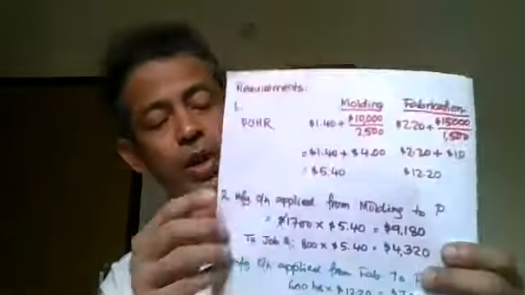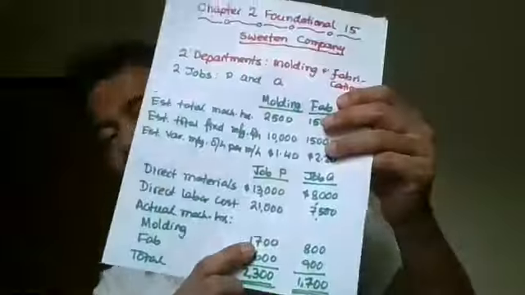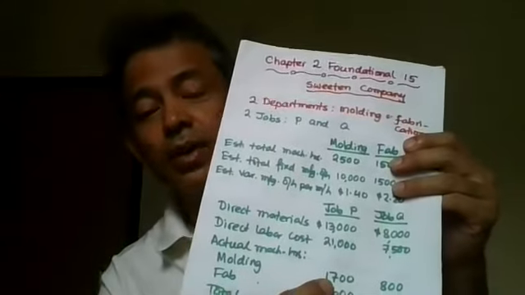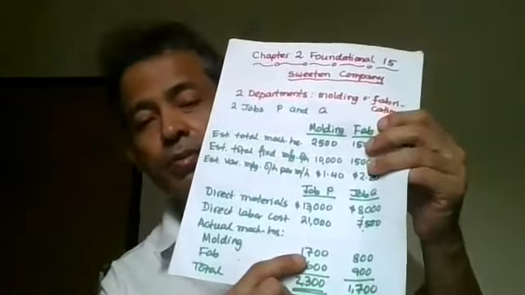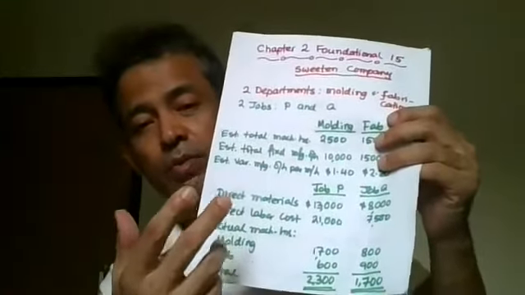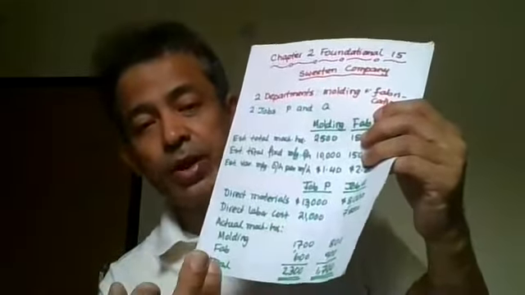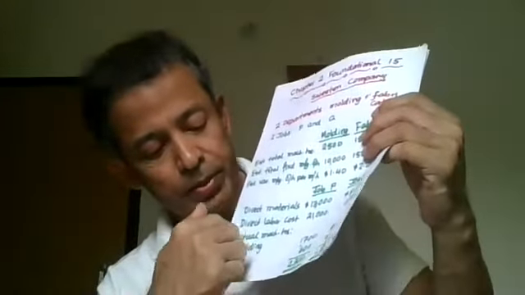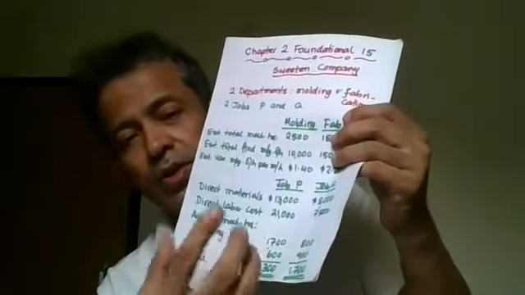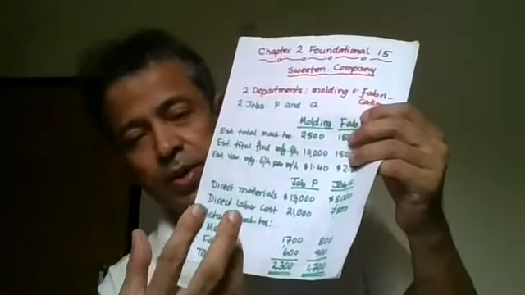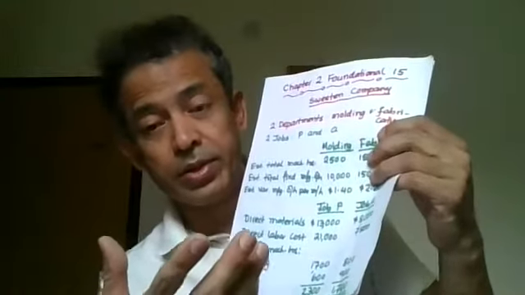So molding to P, look at molding's number of hours. Molding assigned 1,700 hours to P. What's molding's rate? Molding's rate is $5.40. So simply multiply $5.40 by 1,700. That would be overhead applied from molding to P. And then from molding to Q would be 800 hours times $5.40, isn't it? Because the molding department, you can see, used these hours on the two jobs.